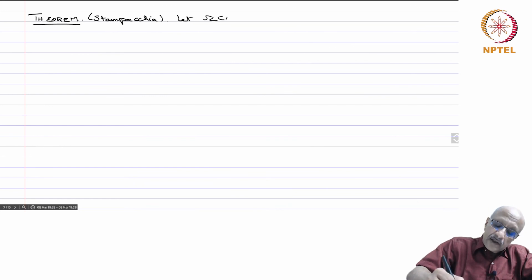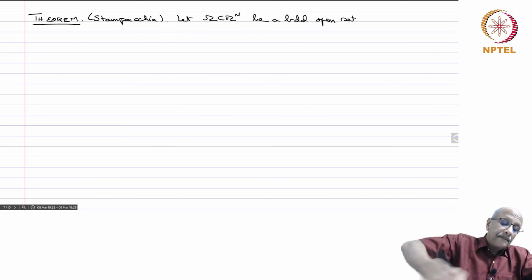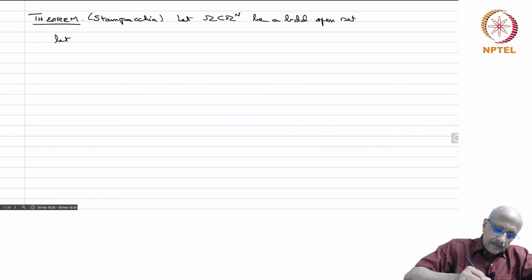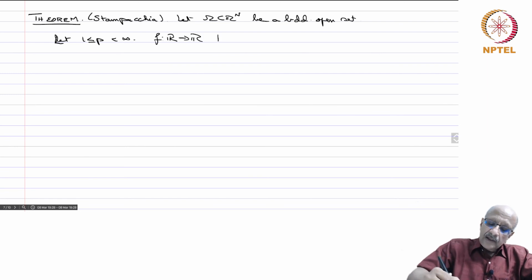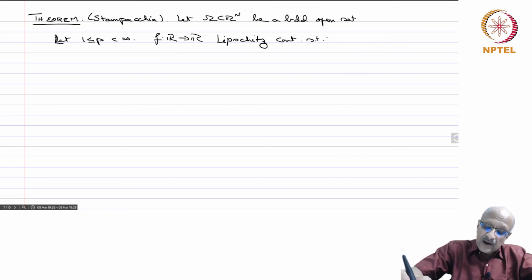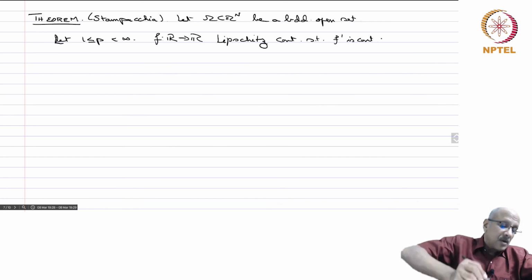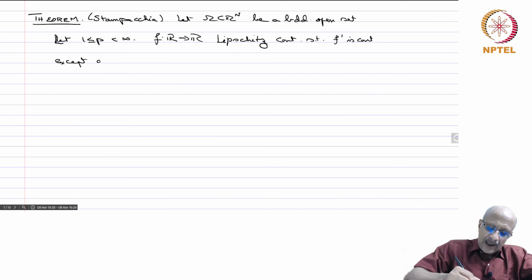Let omega in Rn be a bounded open set. Let 1 less than or equal to p less than infinity, and f from R to R Lipschitz continuous, such that, so a Lipschitz continuous function is of bounded variation, absolutely continuous, etc., and therefore you have that it is differentiable almost everywhere, and the derivative is bounded by the Lipschitz constant. So f dash is continuous except at a finite number of points, t1 to tk.